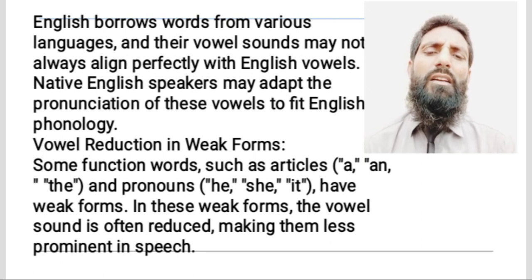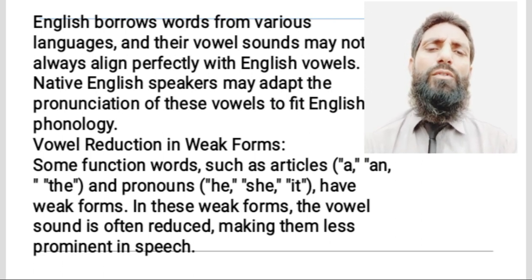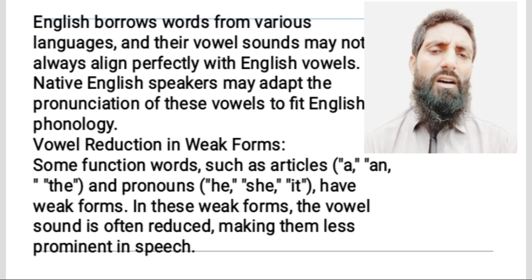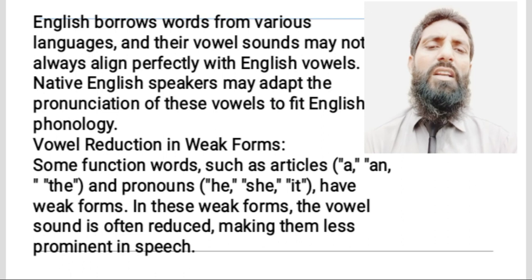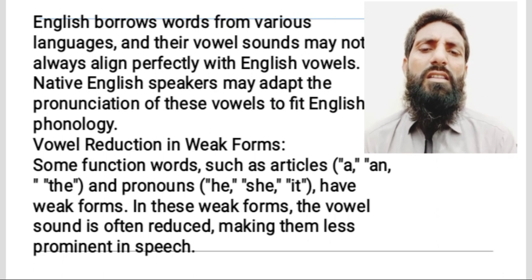And let me describe pronouns. Pronouns are used to replace nouns, as when you are talking about a particular boy named Frank. Frank is a good boy. He gets up early in the morning. He goes to college daily. He attends his lectures. So you are going to replace Frank with he. So he is here a pronoun. So these are basically the weak forms. In these weak forms, the vowel sound is often reduced, making them less prominent in speech.